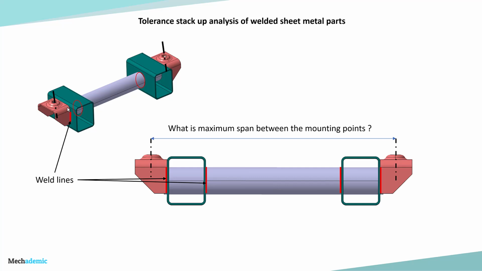And this pink color bracket has a hole as shown, which is used for mounting. And the stack up which we are doing over here is to find out the maximum span between the mounting points. So here is one mounting axis, here is another mounting axis on the other side. It's a symmetrical design. What is the maximum possible span which we can have, considering that we are taking into factor the part tolerances of the individual parts and also the tolerances due to welding and assembly tolerances of the overall weld assembly. So let's see how we can do that.